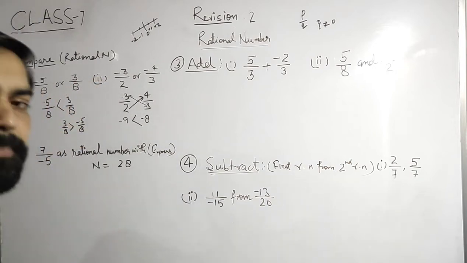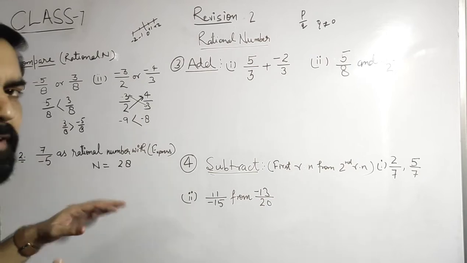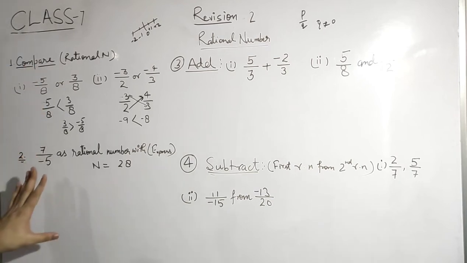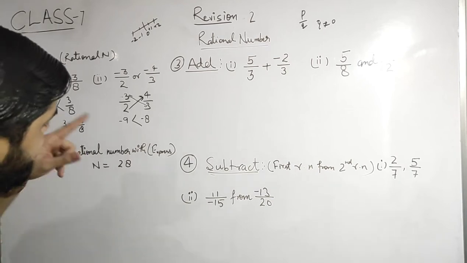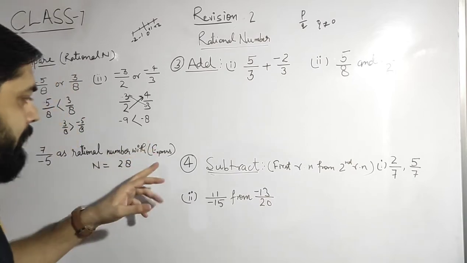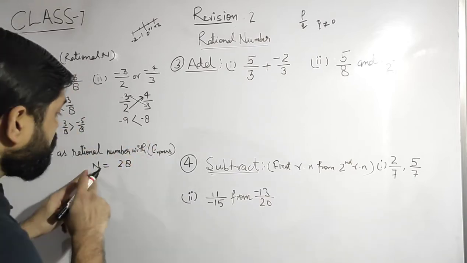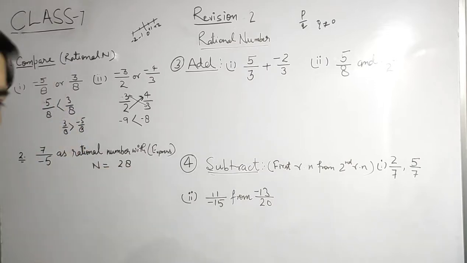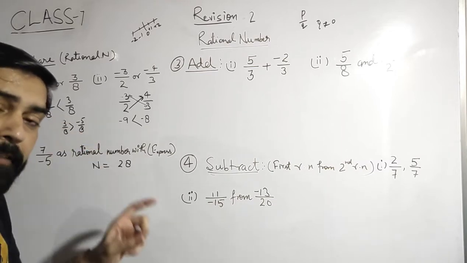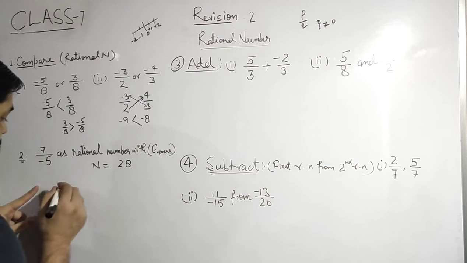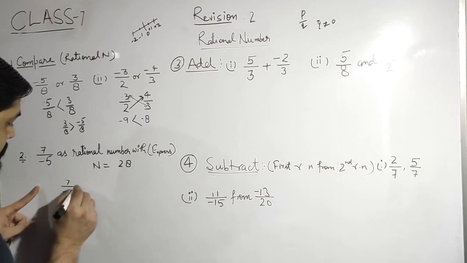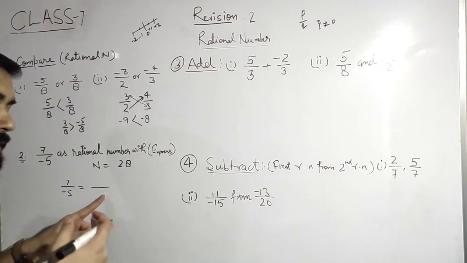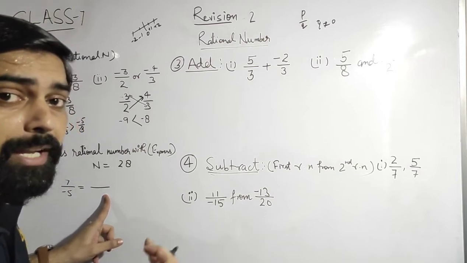Now how can we express any given rational number with a given numerator or denominator? Here the question is saying: write 7 upon minus 5 as a rational number with numerator 28. Means the numerator should be 28. So the given fraction is 7 upon minus 5. जो ये वाला fraction होगा, this is the equivalent rational number.